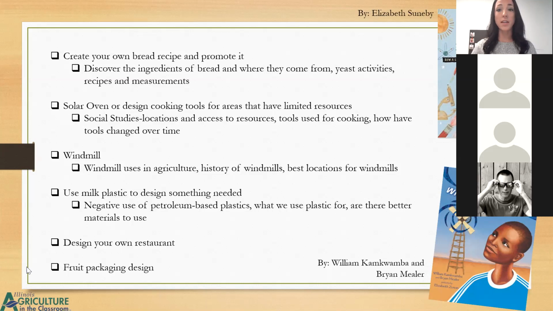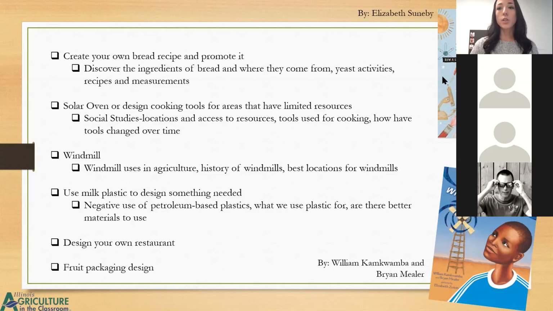You could have them design a solar oven where they can take it outside and make their own s'mores, which is fun. You could look into, well, where do marshmallows come from? Where does chocolate come from? How is it grown? What about those areas in our world that have very limited resources because of where they're living?